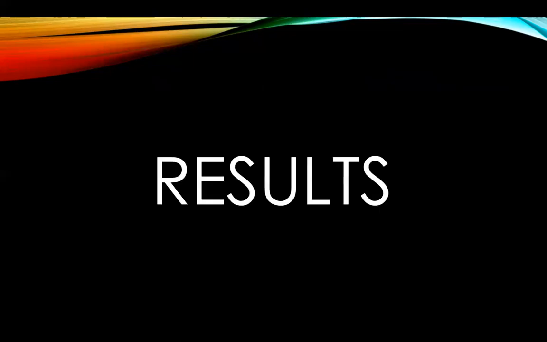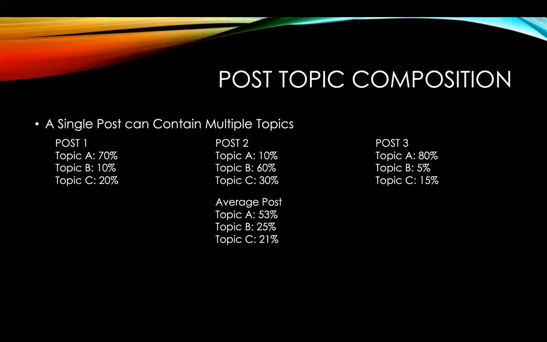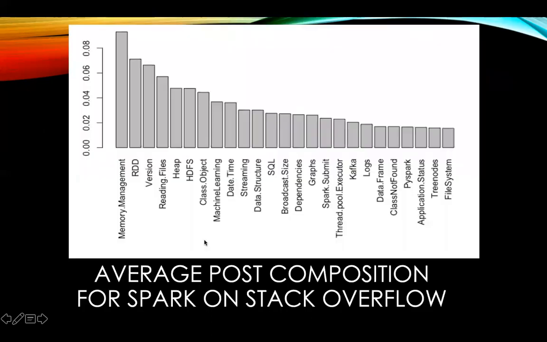So now we can go on to results. But firstly, the topic model, each post is defined as a composition of different topics. And we're interested in the average composition of a post. And we don't have time to go over the composition of all frameworks, but here is what the composition of Spark posts look like on Stack Overflow.